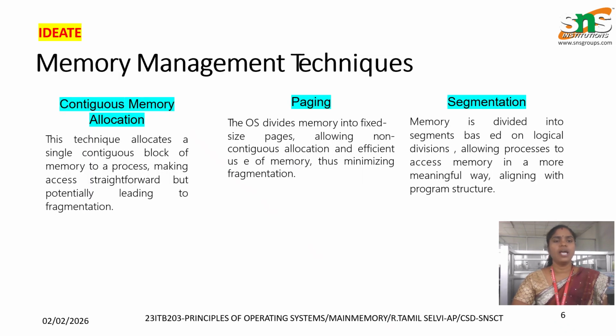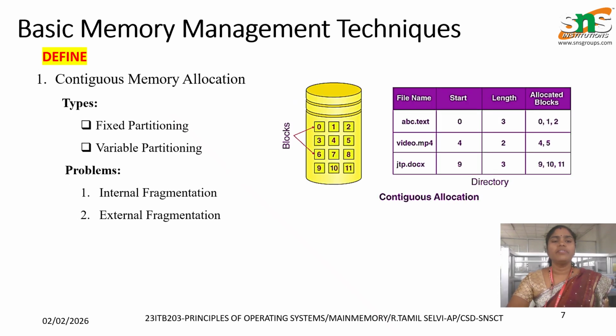Memory management techniques. We have three types of techniques in memory management, that is contiguous memory allocation, paging and segmentation. Let's see them one by one with examples. The first memory management technique is contiguous memory allocation.